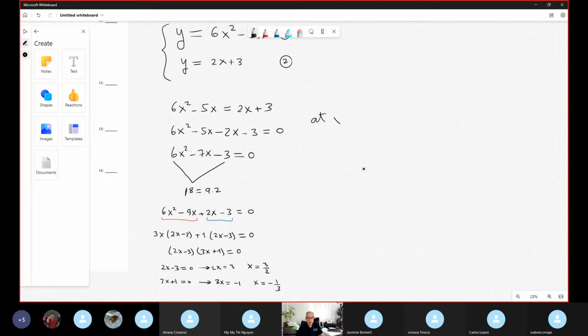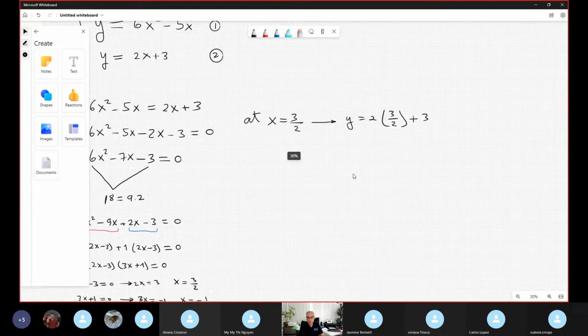At x equals 3 over 2, substitution: y is equal to 2 times 3 over 2 plus 3. It's obvious that this 2 is cancelled, and 3 plus 3 is 6. And the point is 3/2, comma 6.